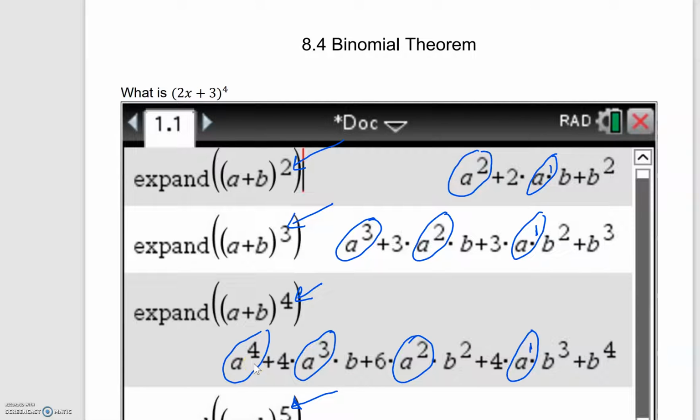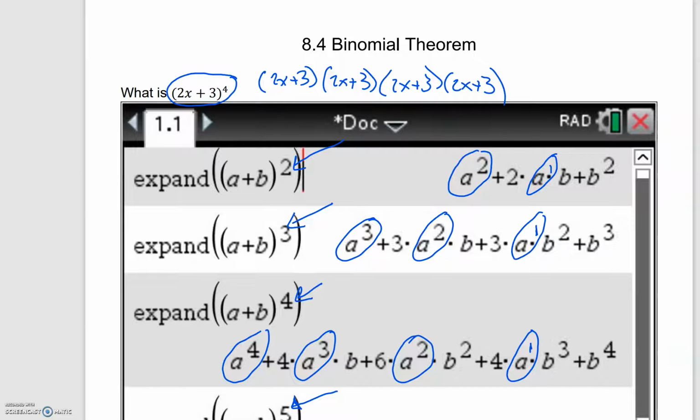Okay, so today what we're doing is the binomial theorem. Binomial theorem is used to expand things like this. Now that would normally mean 2x plus 3 times another 2x plus 3 times another 2x plus 3 times another 2x plus 3. So binomial theorem is a quick way, a relatively quick way, to get this answer without having to expand them all out.